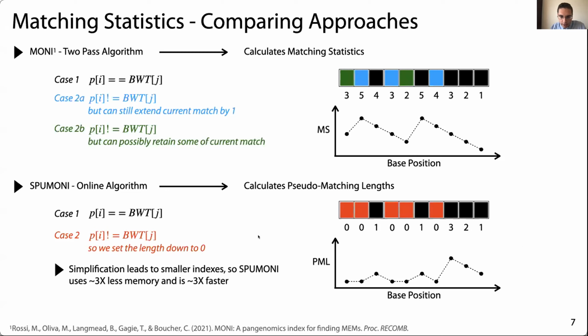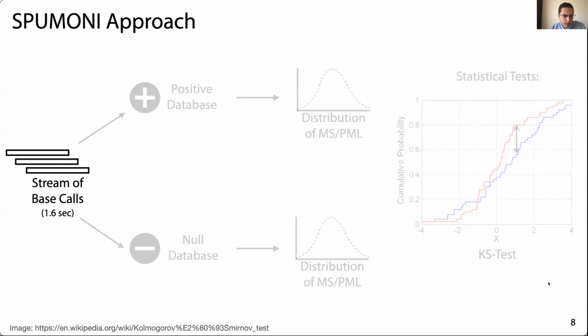And the question you might have is, how do these two quantities help us when it comes to classification? Is one better than the other? I'll leave that as an open question for now, and we'll be able to answer it when we go to the results. So here's a high-level view of what SPUMONI does.